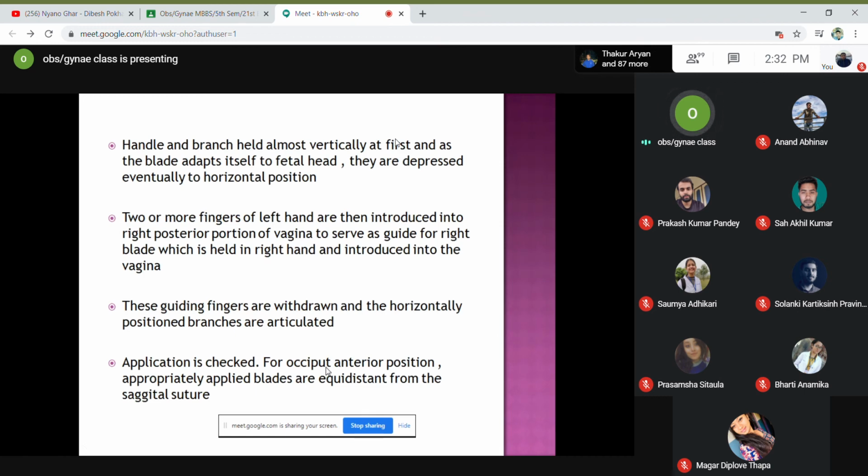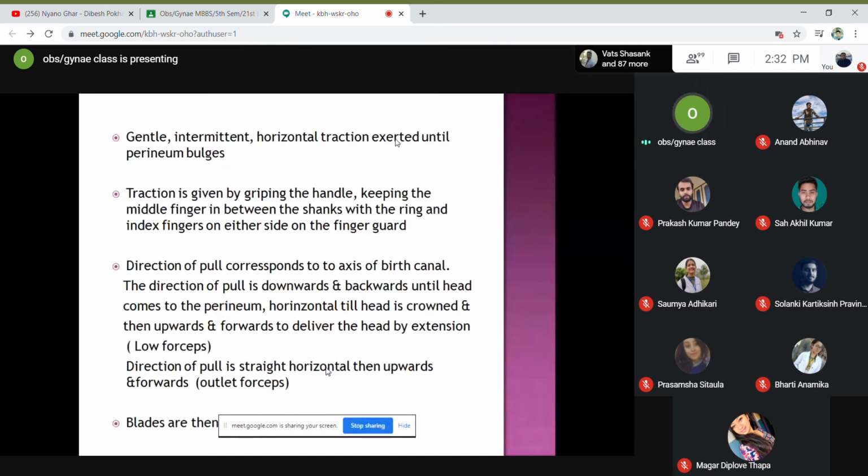The handle and branch are held almost vertically at first, and as the blades adapt to the fetal head, they are depressed eventually to a horizontal position, the same thing which I was telling you. Application is checked for occiput anterior position. Appropriately applied blades are equidistant from the sagittal suture. Then you have to give traction. Ventral intermittent horizontal traction is exerted until the perineum bulges. Traction is given by gripping the handle, keeping the middle finger in between the shank, while the ring and the index finger are on either side of the finger guard.